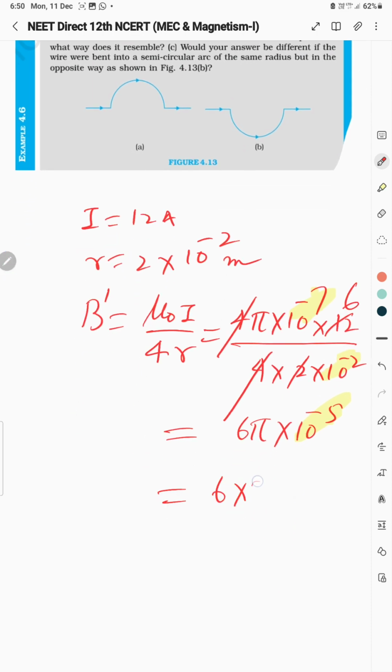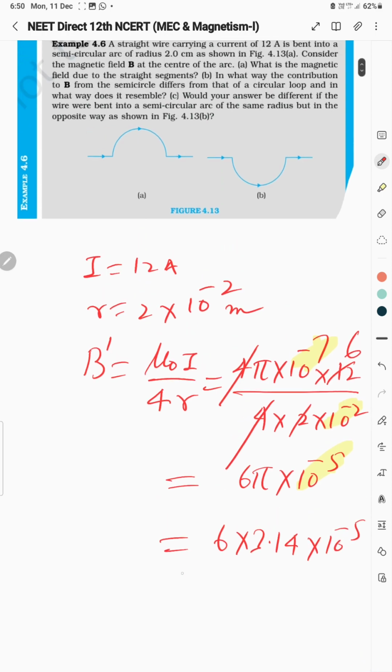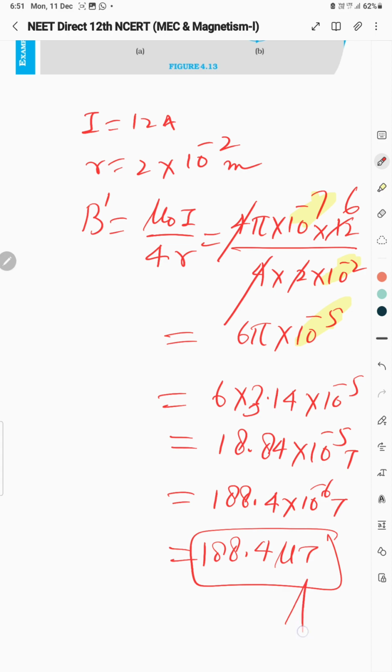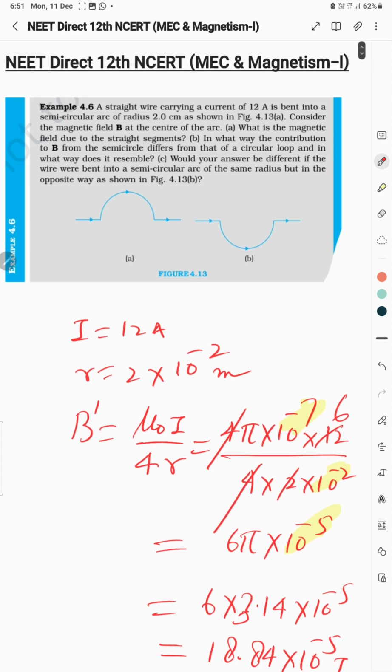Now you make substitutions. It is 6 into 3.14, 10 power minus 5. And how much is it? On simplification, it becomes 18.84 times 10 power minus 5 Tesla. If I simplify it further, it becomes 188.4 times 10 power minus 6 Tesla, that is 188.4 micro Tesla. This is the answer to this problem.